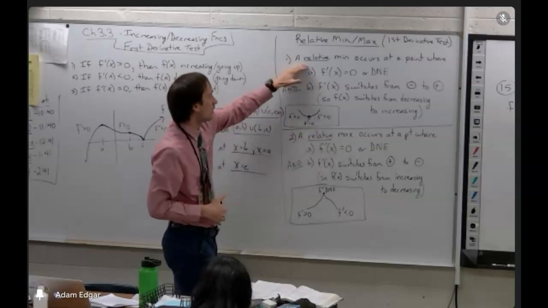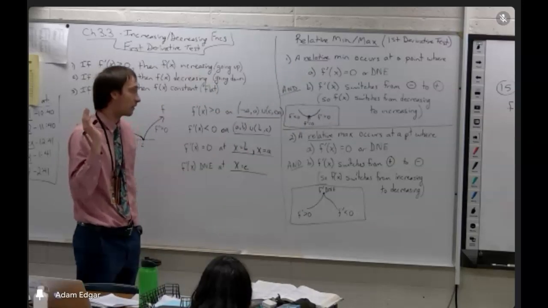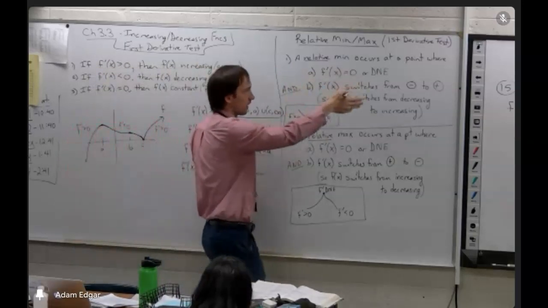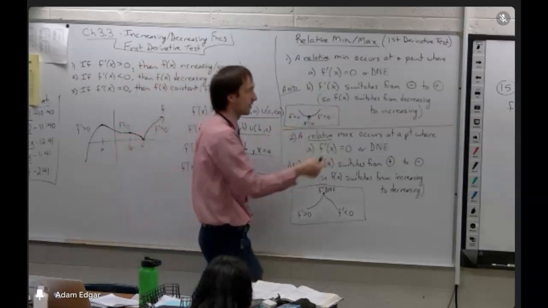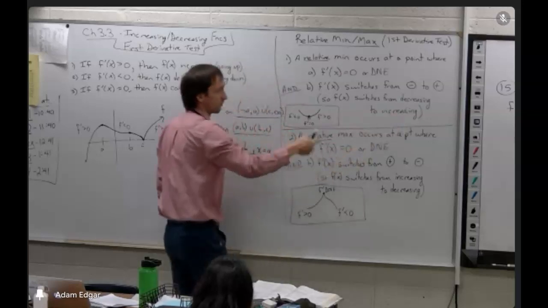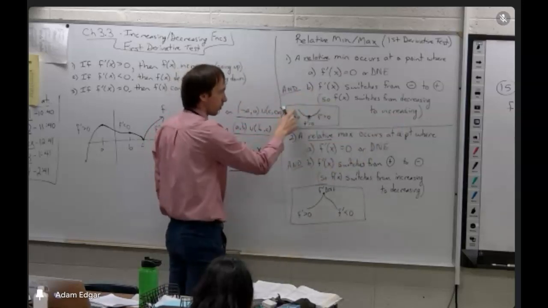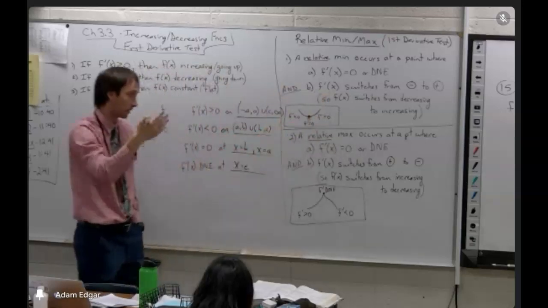So a relative minimum is going to happen where, first of all, you have a critical number. So the derivative is 0 or undefined. And also, the derivative switches sign from negative to positive. Because if the derivative switches from negative to positive, that means your function switches from going down to going up. And at the bottom of that, you have your critical number and your minimum.